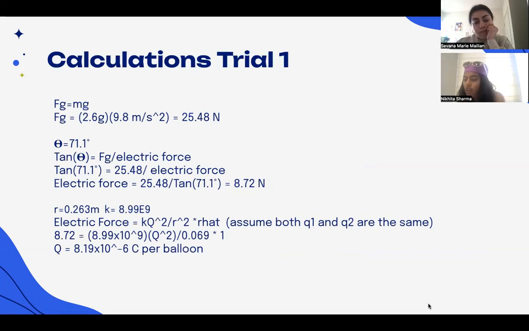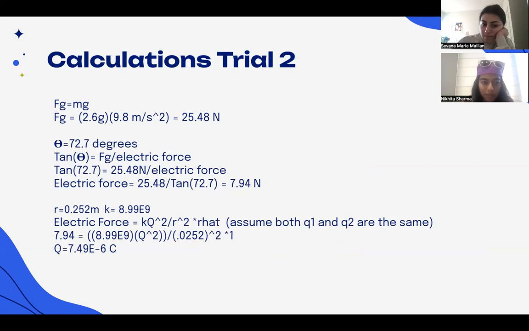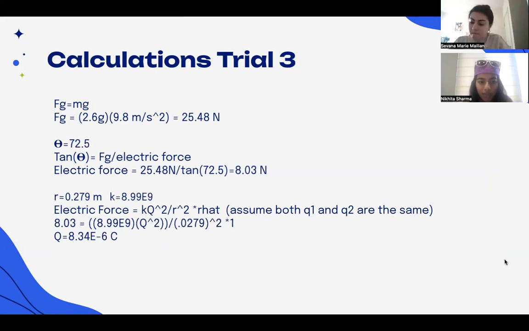For calculations in trial 1, we used force equals mass times gravity to get the total amount of newtons. Then we used our equation as shown earlier to figure out what the electrical force was. Once we got that, we put it into the equation, with the assumption that both Q1 and Q2 were the same. For our first balloon trial, we got 8.19 times 10 to the negative 6 coulombs per balloon. For the second trial, we followed the same kind of math and got 7.49 times 10 to the negative 6 coulombs. And for our last one, we got 8.34 times 10 to the negative 6 coulombs.